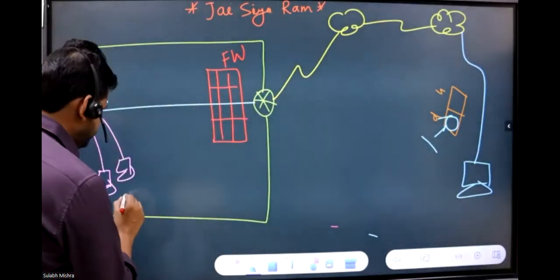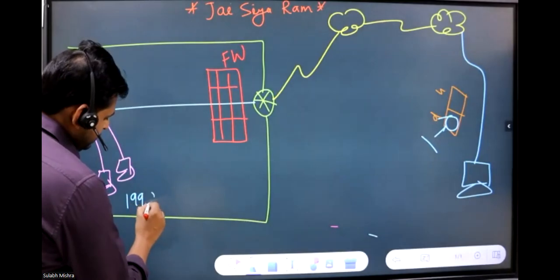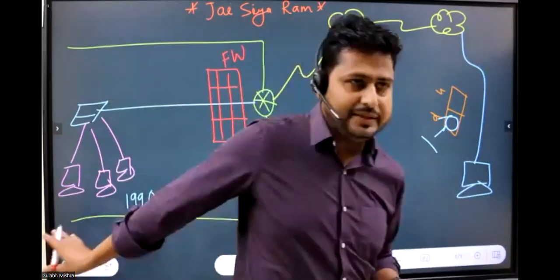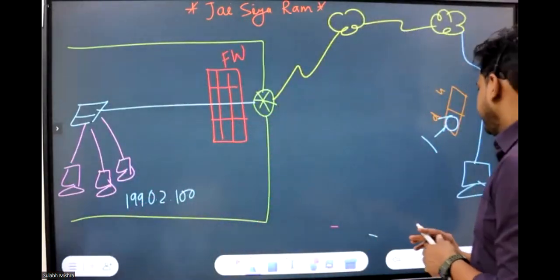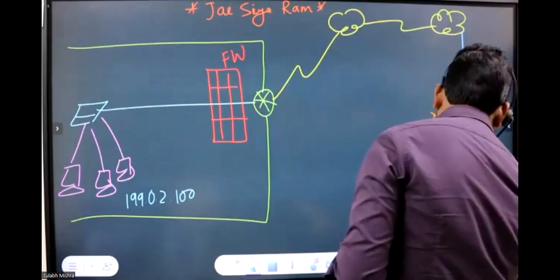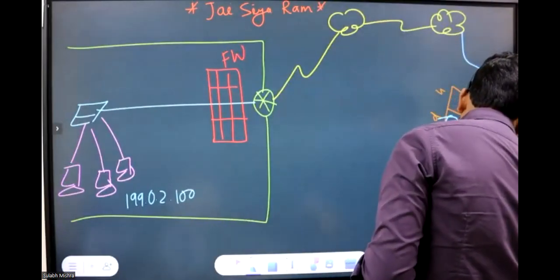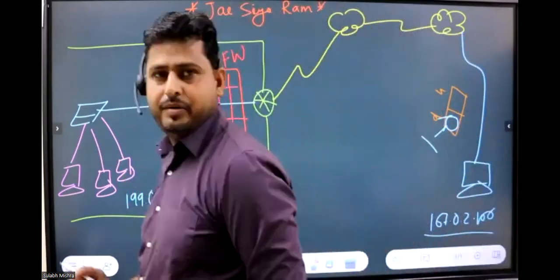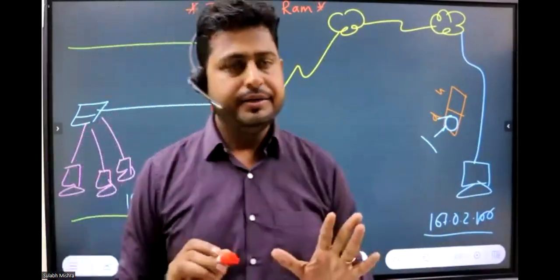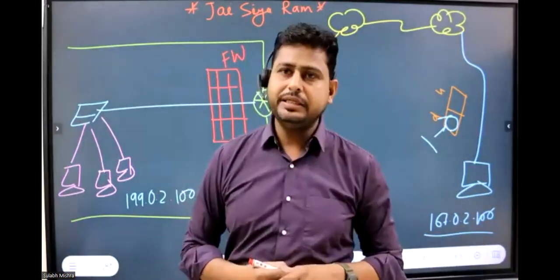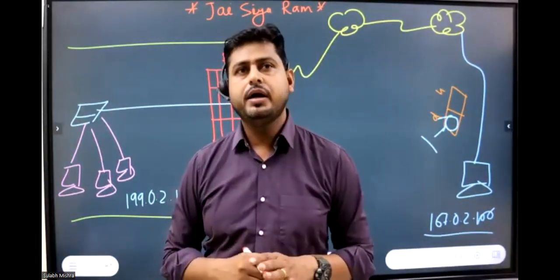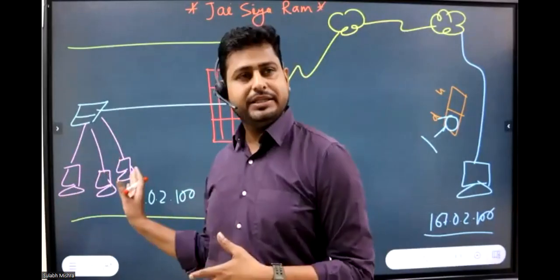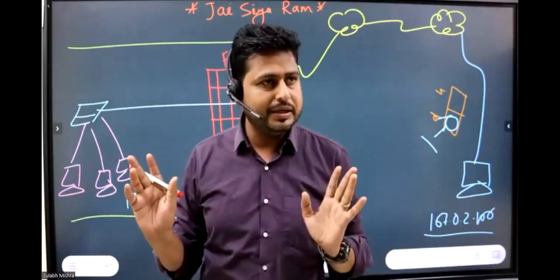For example, this IP address is 199.0.2.100. This is the static IP of your application that you have assigned. And this particular system has the IP address 167.0.2.100. This application should be publicly available, right? Any system you want to be accessible from the internet should have a static, public IP address.